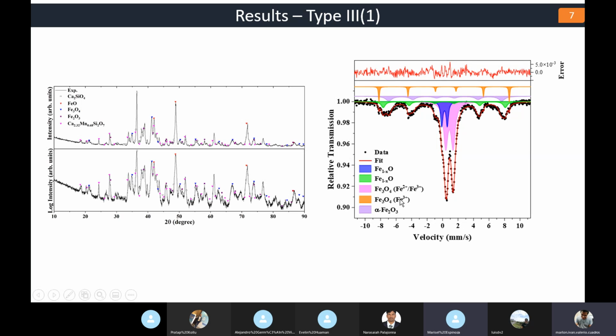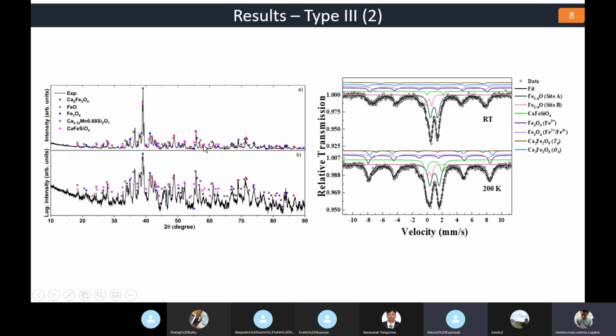The presence of the magnetite is revealed by these two doublets, and in this case, we observed hematite as a phase. All of this sample was revealed by X-ray diffraction pattern 2.